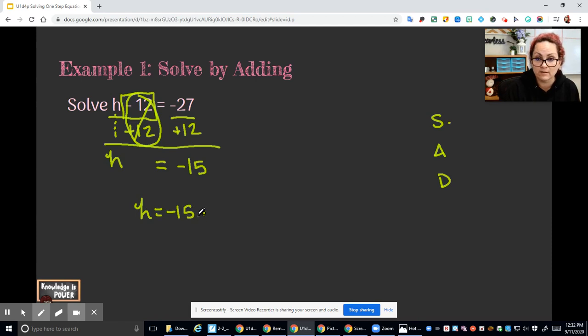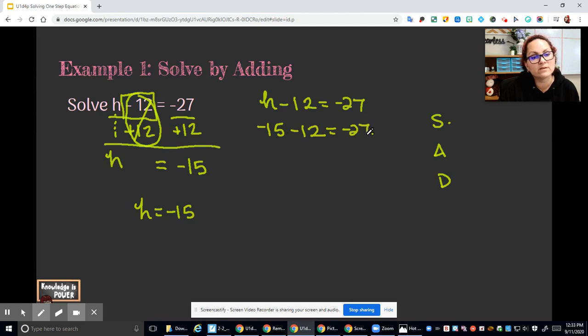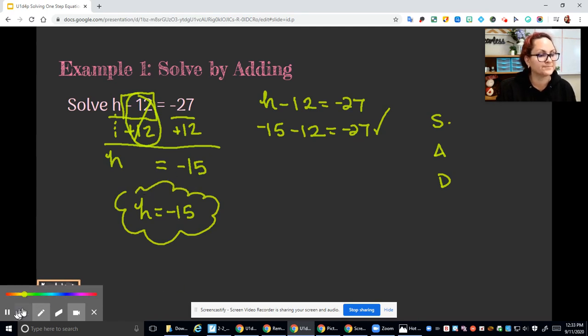Now let's test it out. So technically, if you test out all your answers, there is no reason why you should ever get something wrong. Our original equation was h minus 12 equals negative 27. I'm going to plug it in. Negative 15 minus 12. Does it equal negative 27? Yep, because they're the same sign, and we're going to sum and keep the sign of the larger number. So this is our answer. Hooray!